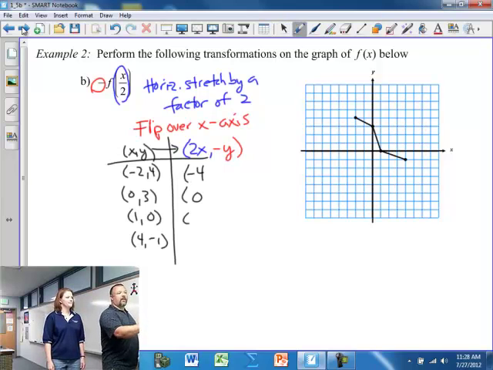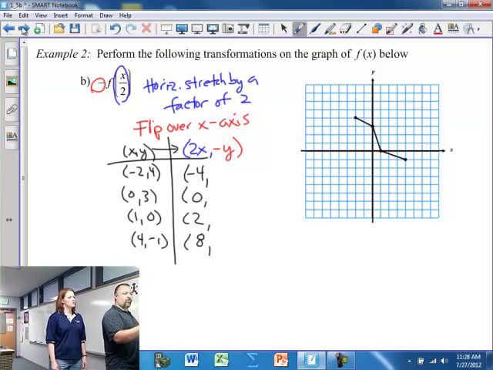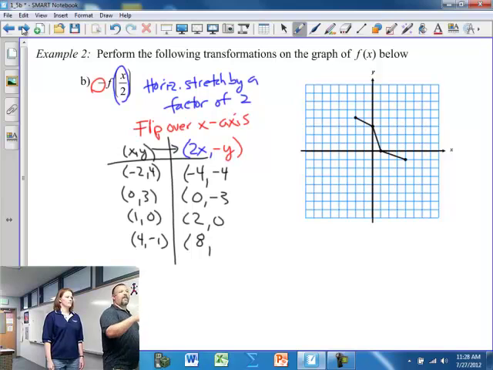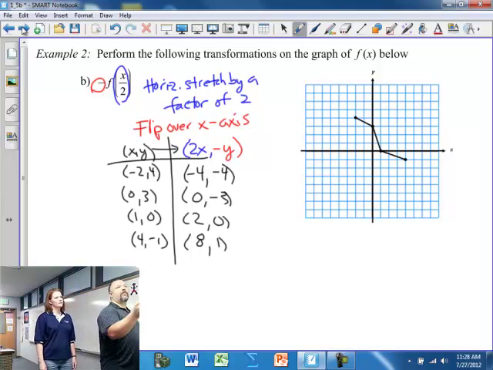Multiply all the x's by 2. Negative 4, 0, 2, 8. Okay. Then do the opposite of all the y values. Negative 4, negative 3, 0, 1. Positive 1. Then we just plot those 4 points. Negative 4, negative 4, 1, 2, 3, 4, 1, 2, 3, would be here.